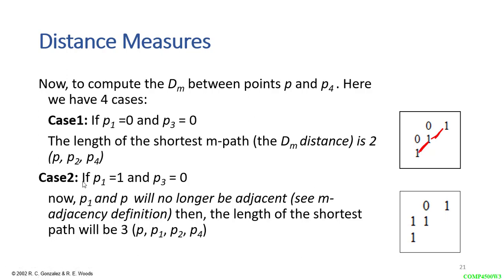Now, if P1 is equal to 1, see the change over here, then P1 and P are no longer adjacent under the M adjacency definition. So then the length of the shortest path will be 3. So here we are going 1, 2, and 3. Why? Because we have this adjacency. We have this one adjacent, then this one adjacent, then this one adjacent.